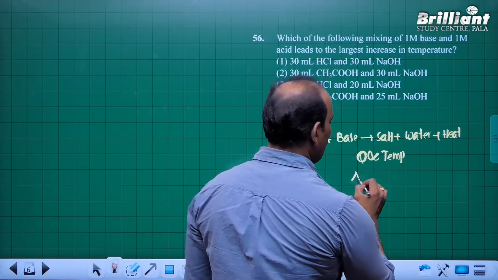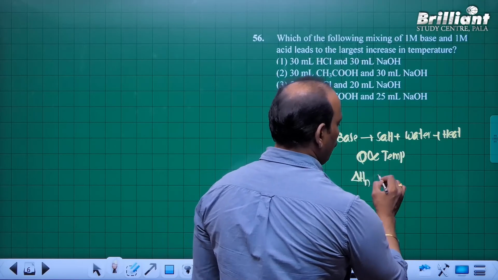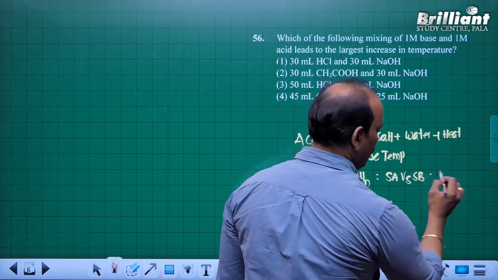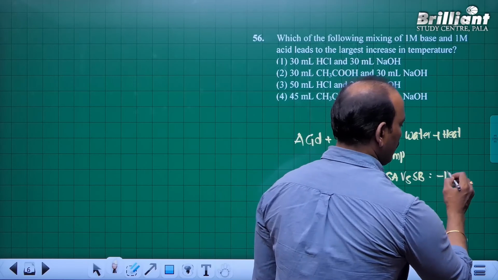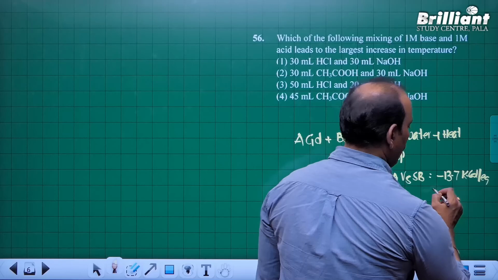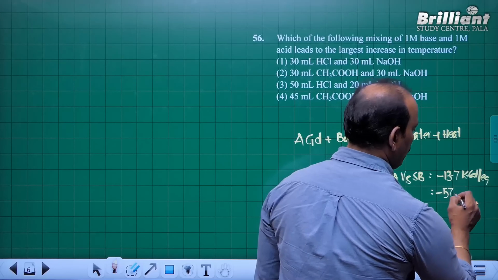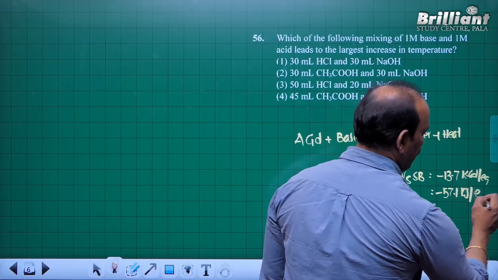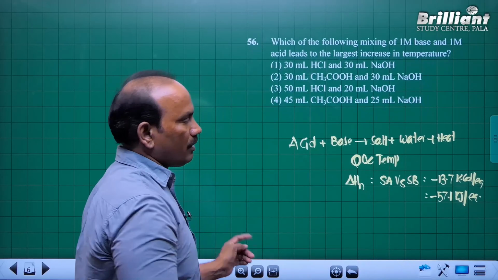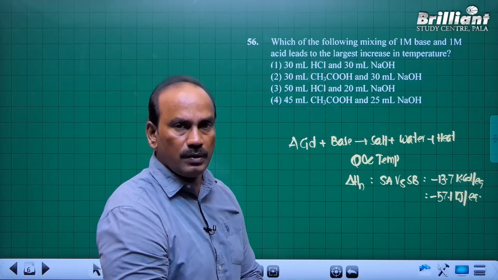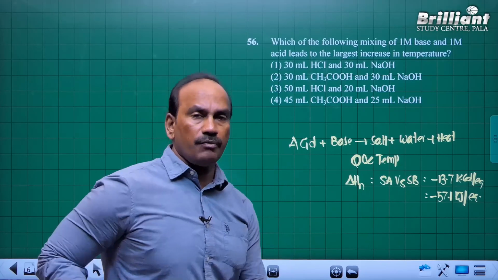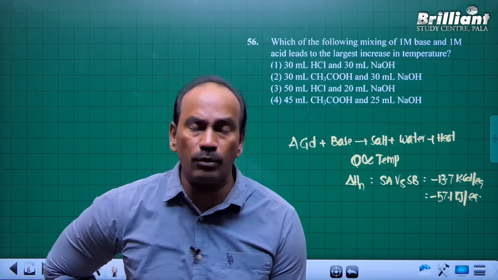Then this is the heat of neutralization for strong acid versus strong base. This is a fixed value, minus 13.7 kilocalorie per equivalent or minus 57.1 kilojoule per equivalent. Okay? If either the acid is weak or the base is weak, then the heat of neutralization is lower than this, because for a weak acid or weak base, ionization is an endothermic process.